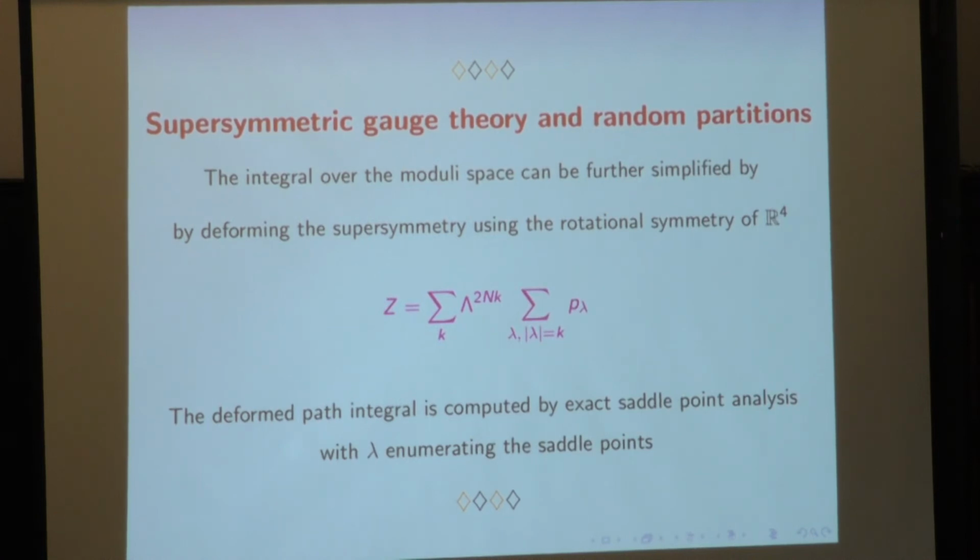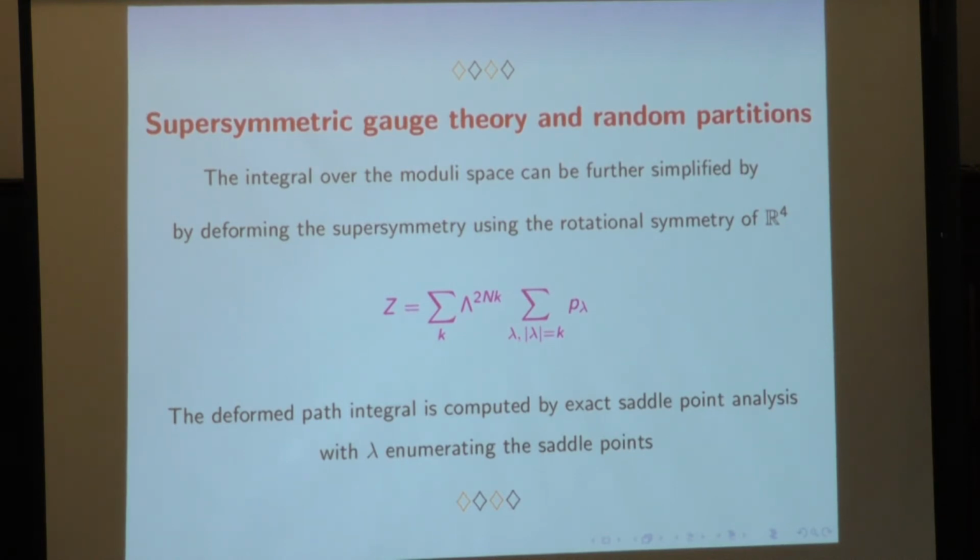And then if you further deform the theory by using the rotational symmetries of R4, by breaking the translational invariance, that's a modification of the symmetry of the theory which makes it invariant under a non-standard supersymmetry. It's a non-Poincaré supersymmetry. Nevertheless, it has fermionic charges which square not to translations as in Poincaré supersymmetry, but to rotations. So it's a kind of AdS-like supersymmetry.